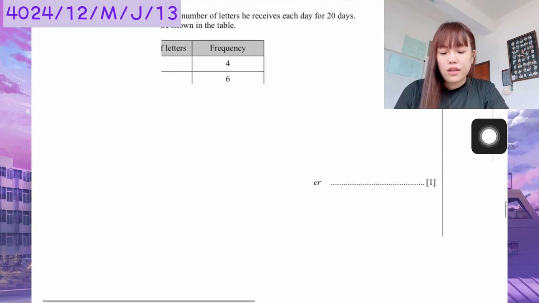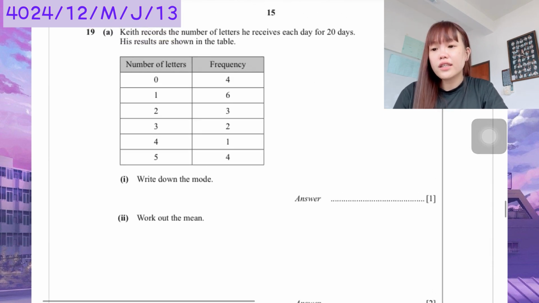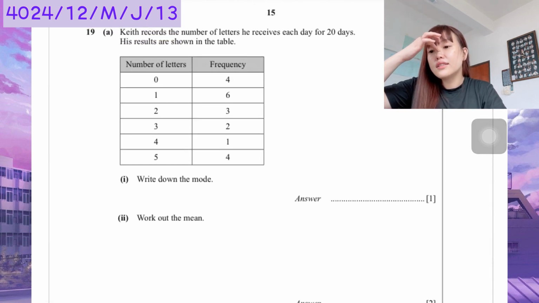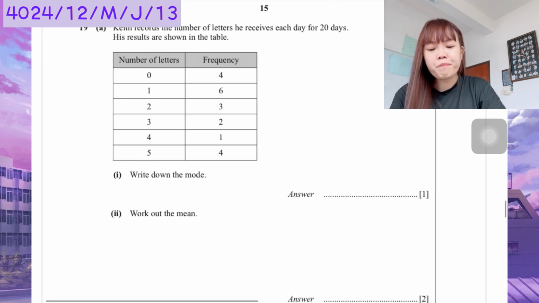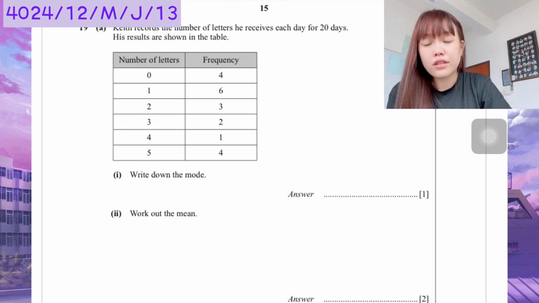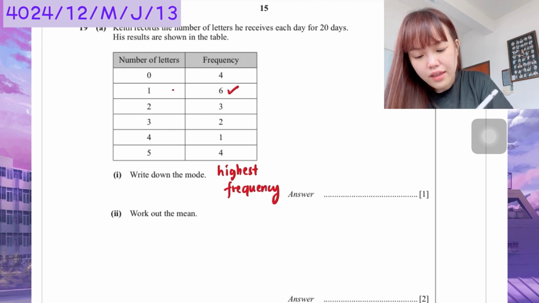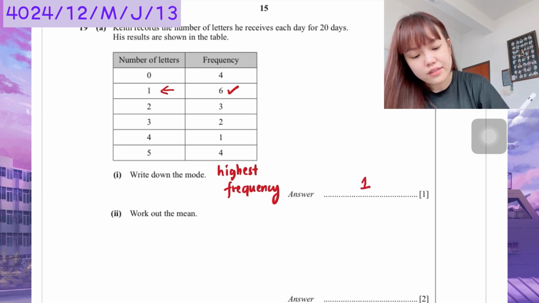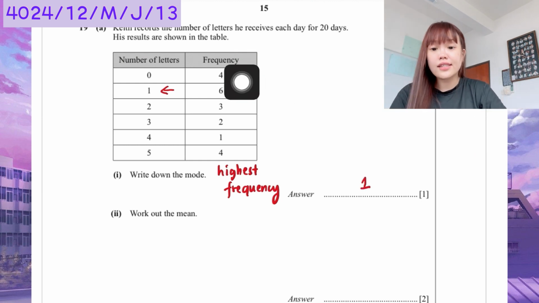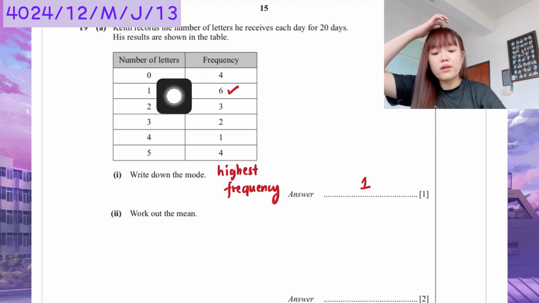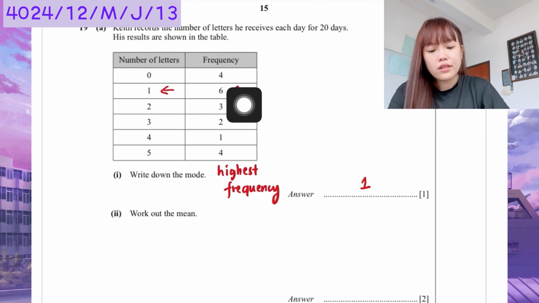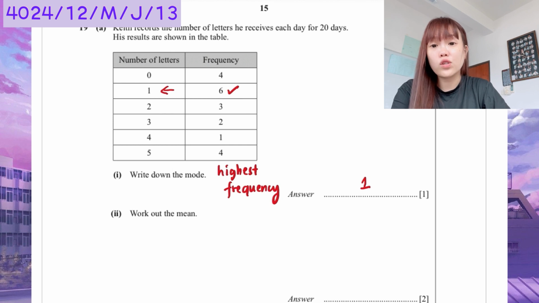Okay, let's look at question 19. Question 19 is under statistics. If you haven't learned, it's okay, you can learn here. 19A, write down the mode. Mode is the highest frequency. The highest frequency here is this, so the answer is 1. Not 6. 6 is the frequency, but the mode is the 1. The one that's showing the highest frequency is 1.